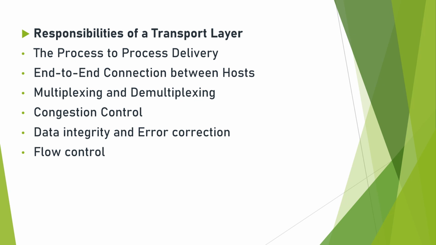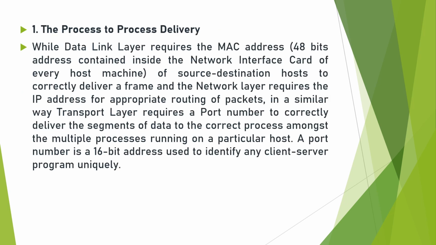Responsibilities of a transport layer: process-to-process delivery, end-to-end connection between hosts, multiplexing and demultiplexing, congestion control, data integrity and error correction, and flow control. Process-to-process delivery. While the data link layer requires the MAC address, a 48-bit address contained inside the network interface card of every host machine, to correctly deliver a frame, and the network layer requires the IP address for appropriate routing of packets, in a similar way the transport layer requires a port number to correctly deliver the segments of data to the correct process amongst the multiple processes running on a particular host. A port number is a 16-bit address used to identify any client-server program.